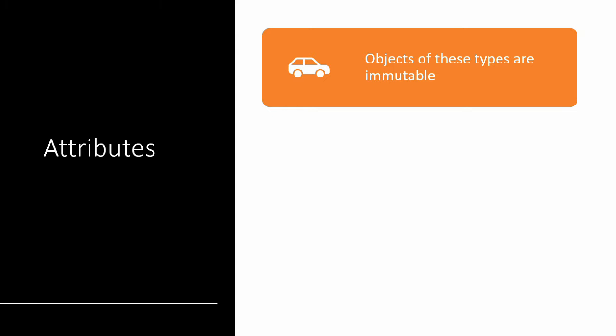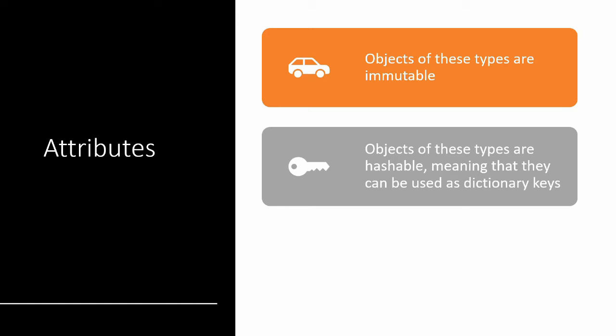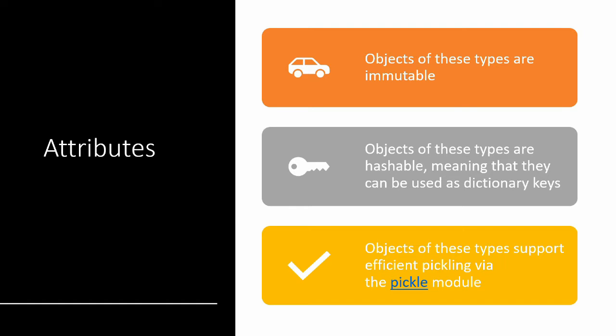And these modules have some special attributes which are very useful: objects of these types are immutable, so you can't change them. Once you've created one, it stays as it is. And therefore it's hashable, so you can use them as dictionary keys, and you can also use them in sets as well. And finally, they can be pickled using pickle, although we haven't looked at pickle yet, but it's something useful to know.